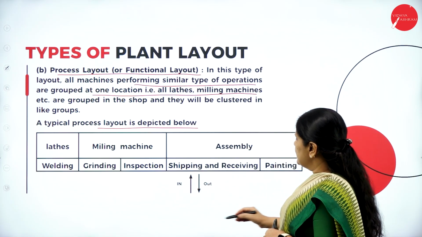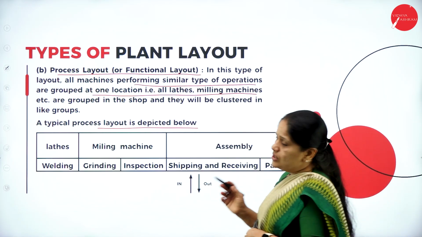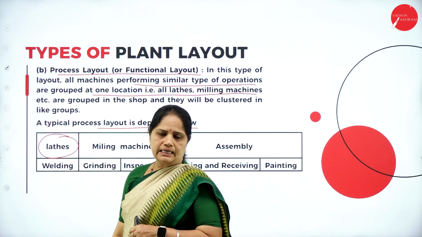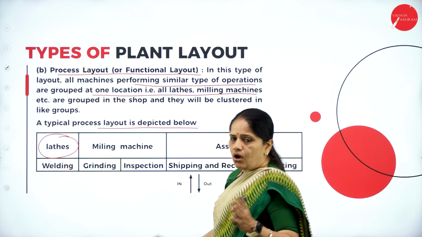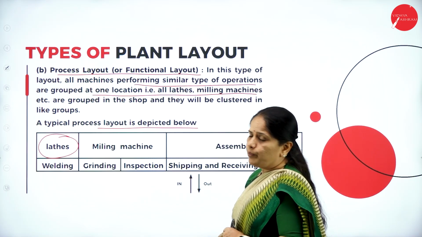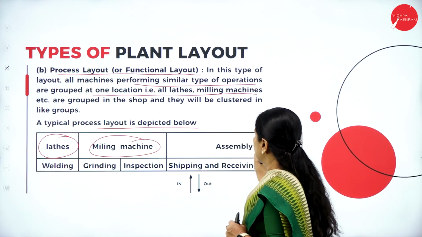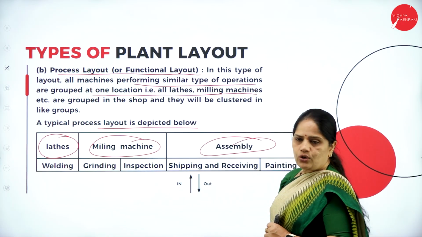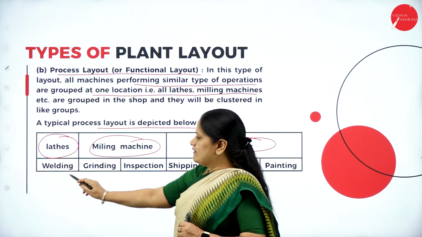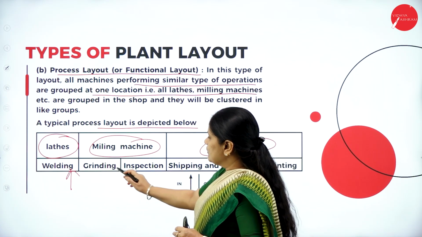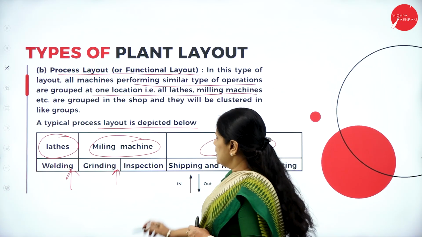So we have this grouping of machines. All lathe work will be done in this layout here. All lathe machines will be grouped together. All milling machines will be grouped together. Then assembling machines will be grouped together. If you have any welding work, it has to go to the welding division. Grinding work will go to the grinding division.